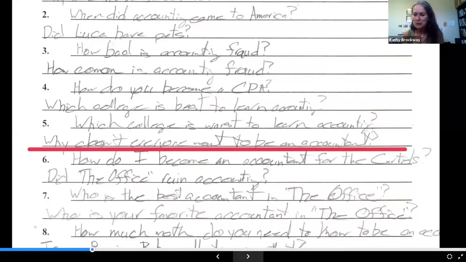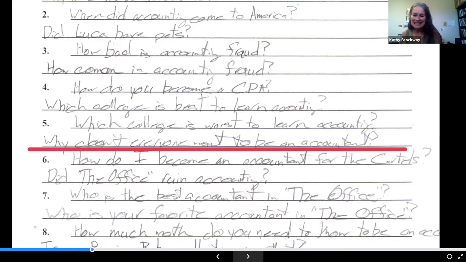And so for this one, I'm going to flip it a bit and say, here's some qualities that a successful accountant needs to have. Here's the strengths that a successful accountant needs to have. Here's what a normal day looks like, because it's not for everybody. And so I'm going to take that question that they came up with and I'm going to answer it.